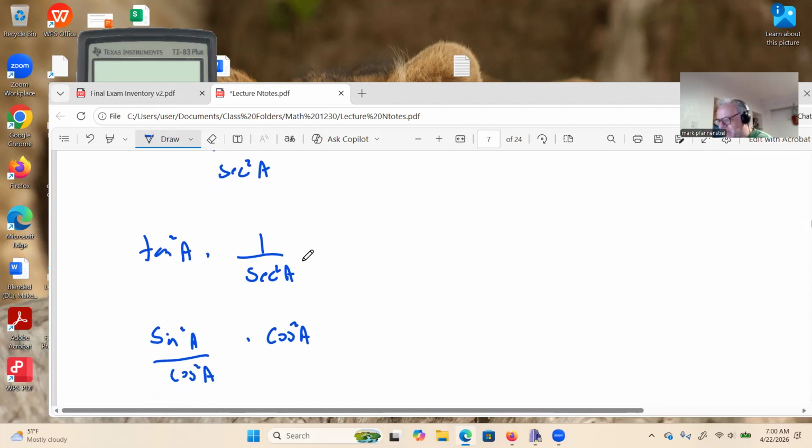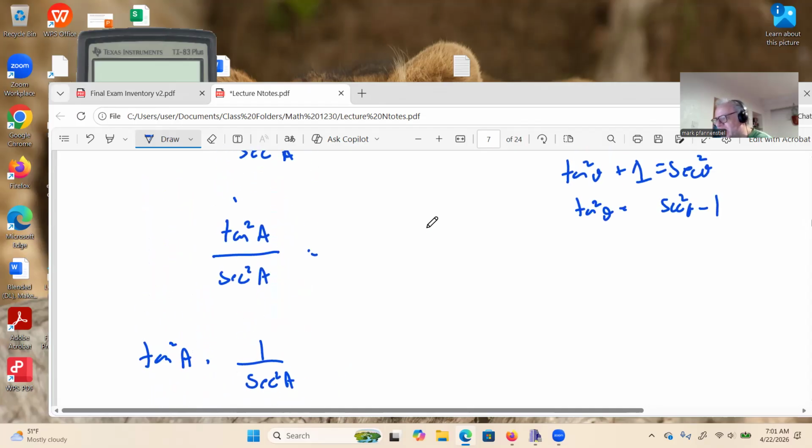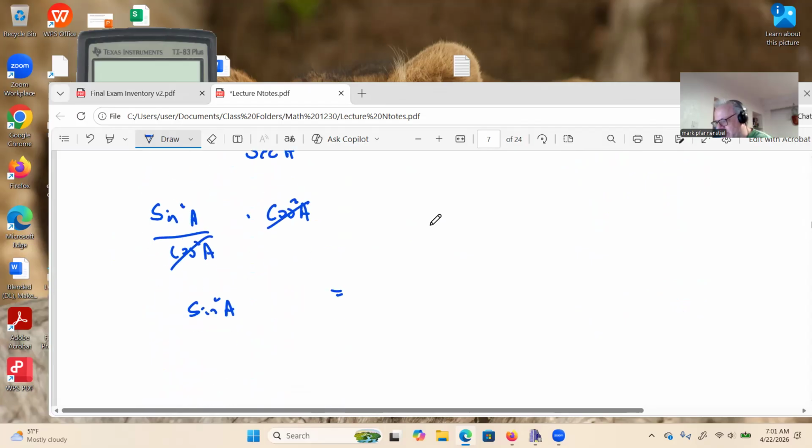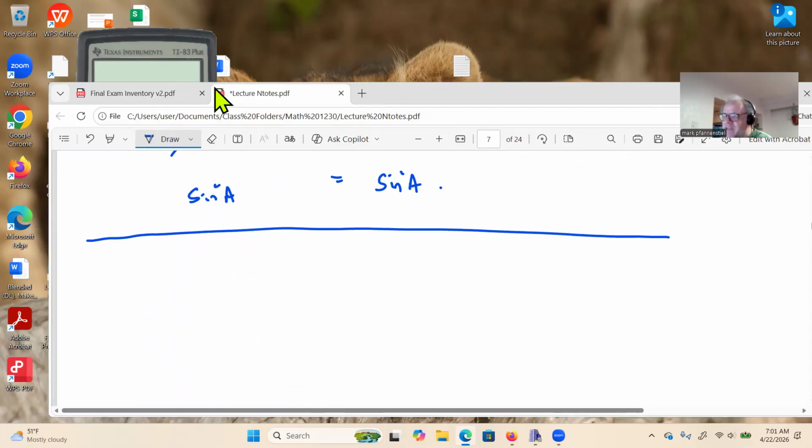At that point, we can cancel off these cosine squareds. So we have sine squared A, and what I was trying to prove on the right-hand side was sine squared A. So the identity is proven. Again, you're only allowed to work on one side. These are not equations. These are proofs. These are identities, but we're not trying to solve this thing. We're trying to prove it.